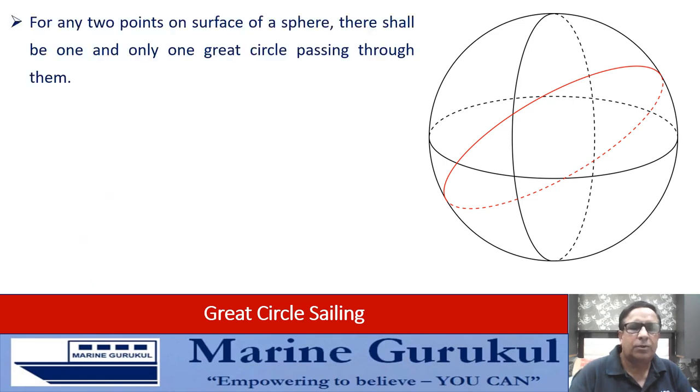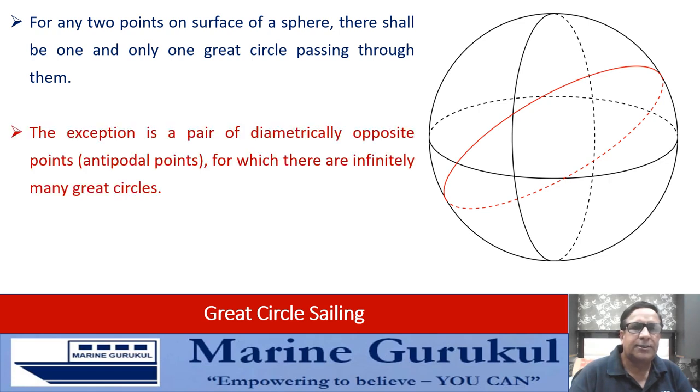For any 2 points on the surface of a sphere, there shall be one and only one great circle passing through them. It means that if you take any 2 points on the surface of a sphere, there shall always be one great circle passing through them, and that shall be the only great circle, unless the exceptional condition is met. The exceptional condition is if the points happen to be diametrically opposite to each other, also referred to as antipodal points. In that case, through those 2 points you can draw an infinite number of great circles.